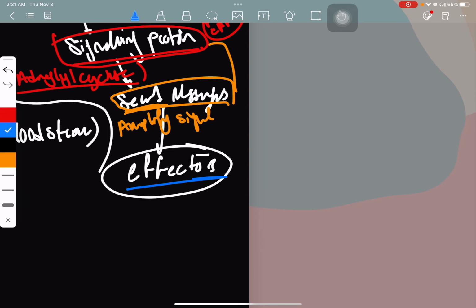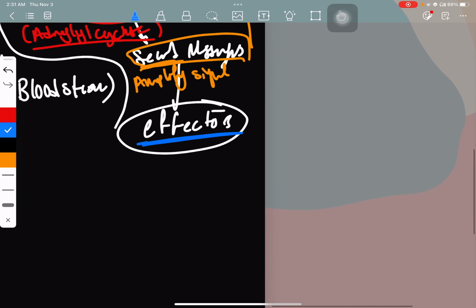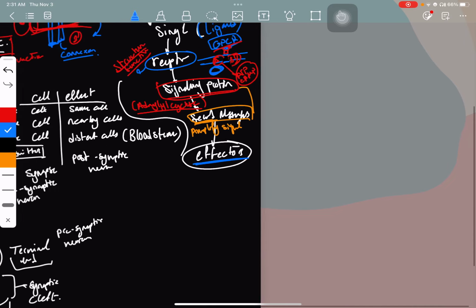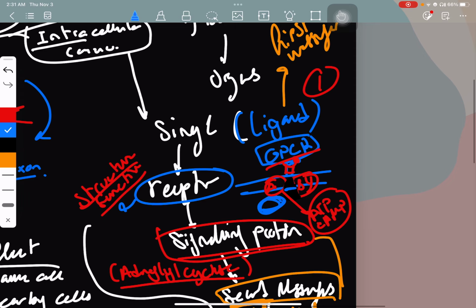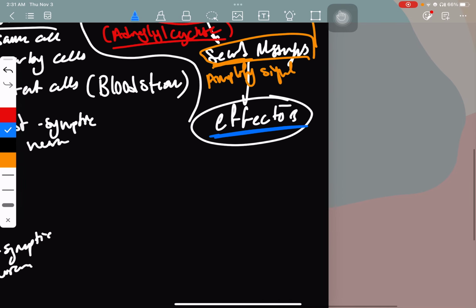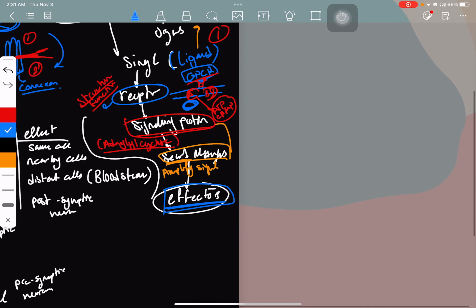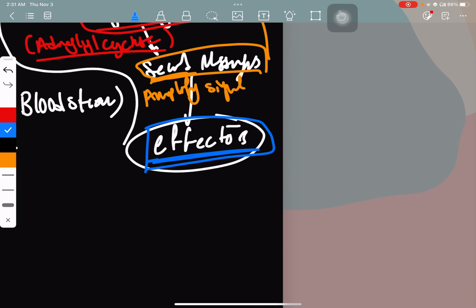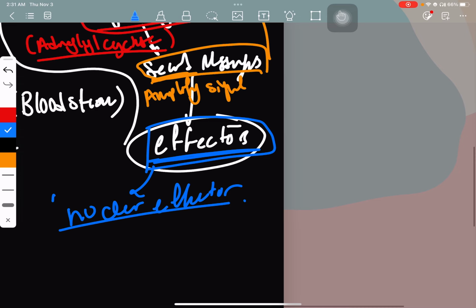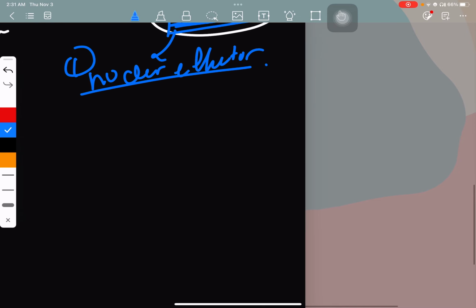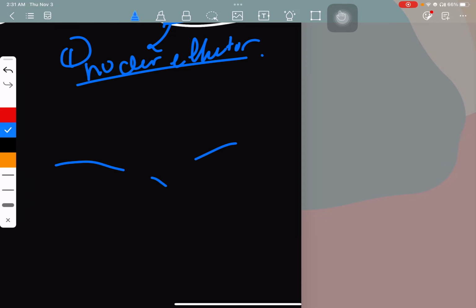After that, we have an effector. An effector is something that could help to elicit the response to the signal. A signal comes in, telling the cell to do something, change its function, or do a special task, and we do all these steps to get to the effector, which can respond. You have your nuclear effector, for example. This is one example. It gets into the nucleus and interacts with, for example, steroids.